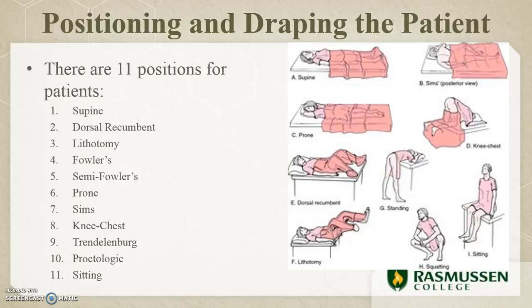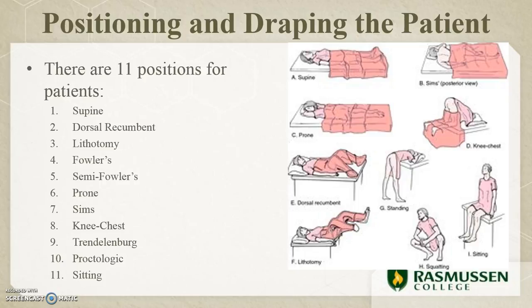Draping your patient is done by using sheets to keep the patient warm, and again, to keep them covered, except for the body part or body parts that we need to examine. When we position a patient, it might require us as the medical assistant to actually physically help them get into that position. And there are 11 different positions that we could be responsible for placing a patient in.